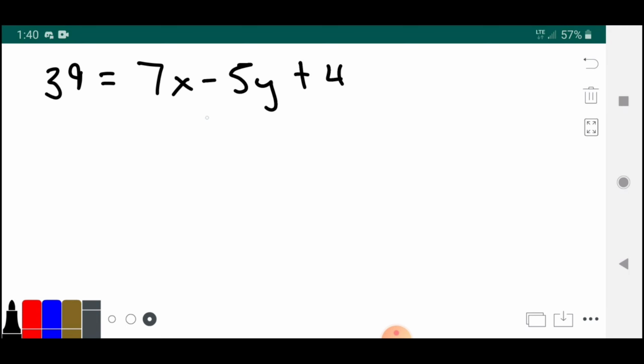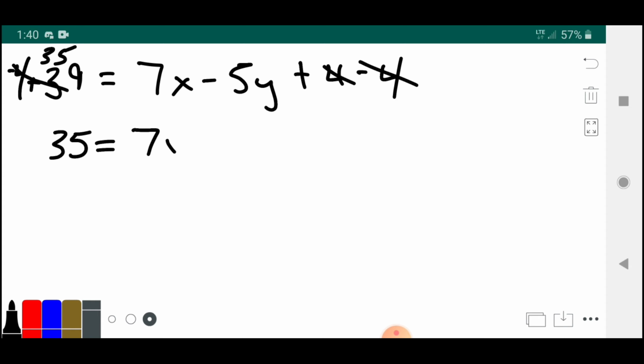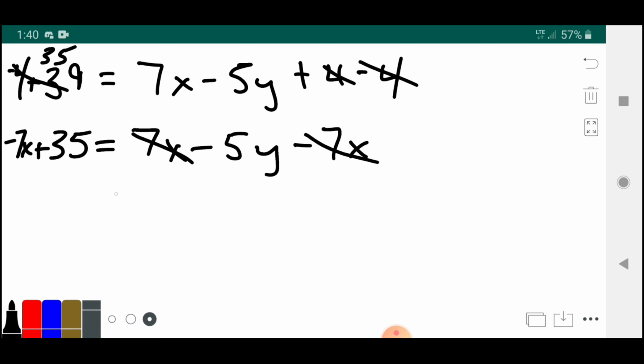We'll go back to our original equation, 39 equals 7x minus 5y plus 4, and we'll solve for y. We can start with reverse order operations again and subtract 4 from each side. This gives us the equation 35 equals 7x minus 5y. Now we want to isolate y instead of x, so using reverse order of operations, we'll subtract 7x from both sides. This will cancel out 7x on the right hand side of the equation, leaving negative 5y. On the left hand side of the equation, we'll have 35 minus 7x.